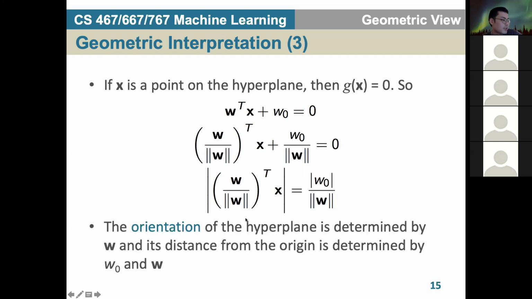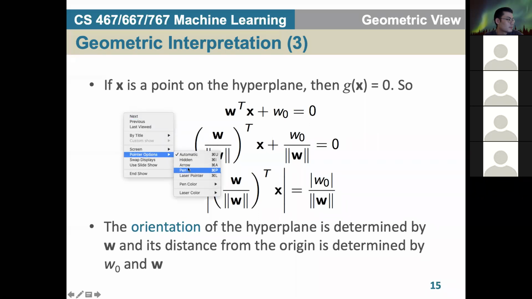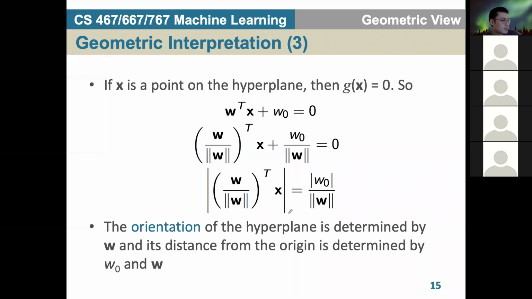So what does this mean here? This is saying that the orientation of the hyperplane is determined by W. So the first one is what we talked about before.